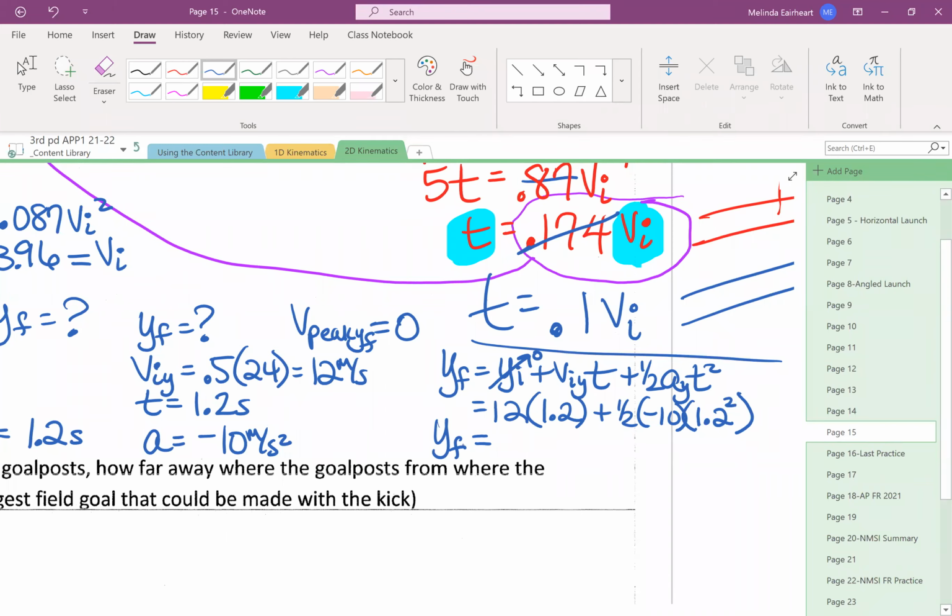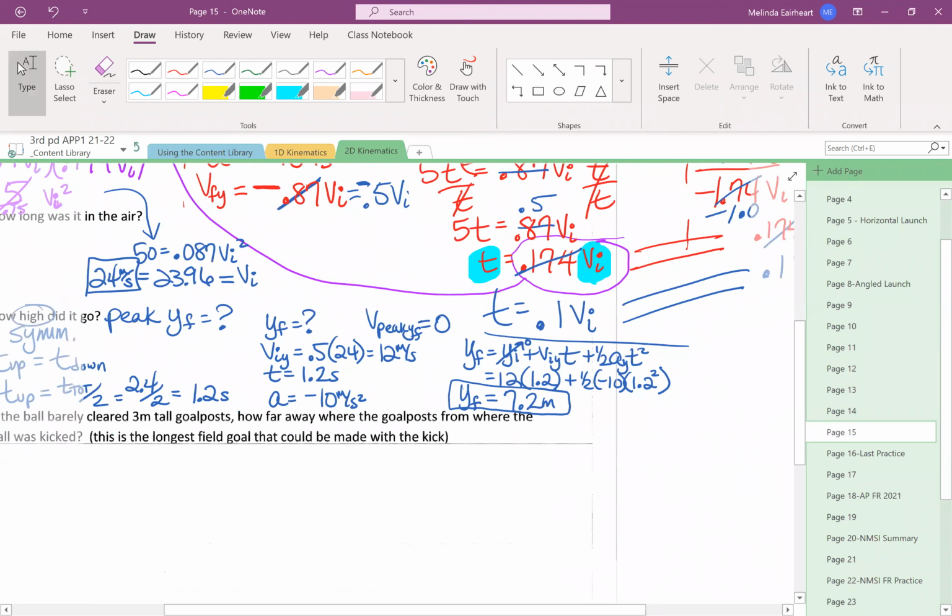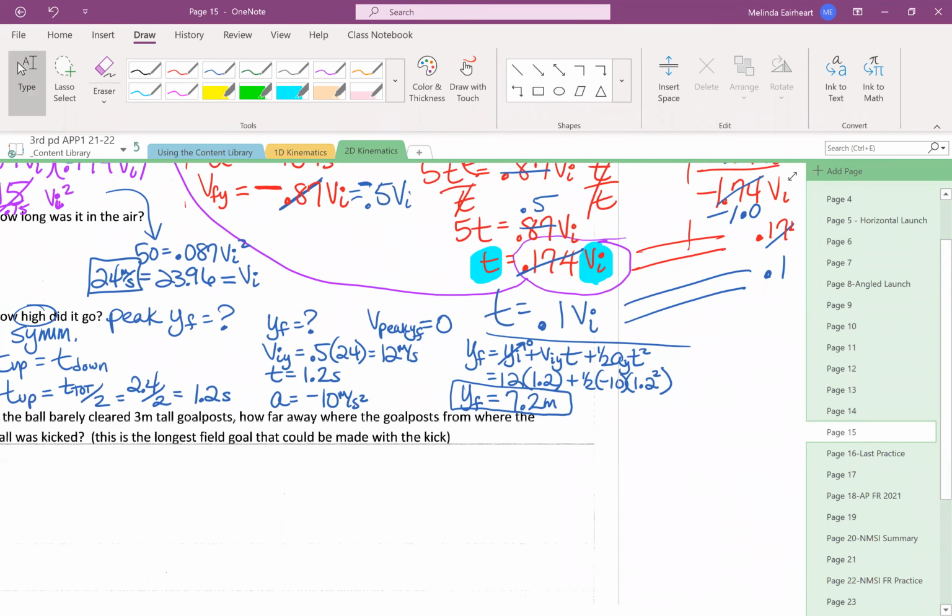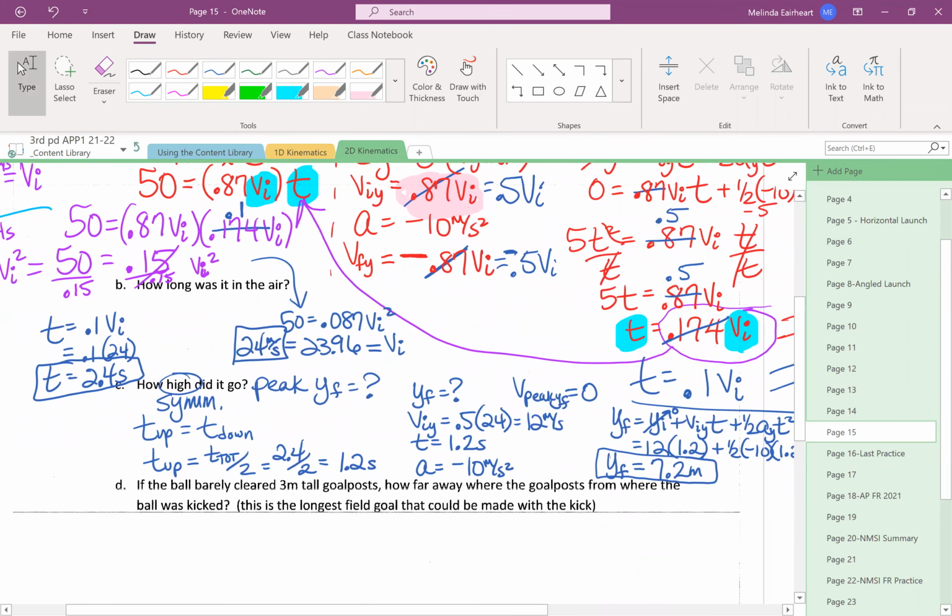What'd you get? 7.2 meters, sounds familiar. Again, you could have solved for the vertical displacement with the third equation. You should get the same thing. Okay. Other than using the wrong multiplier that Ms. Earhart did, any questions on A, B, C? Because we're going to make a change, non-symmetrical, in part D.